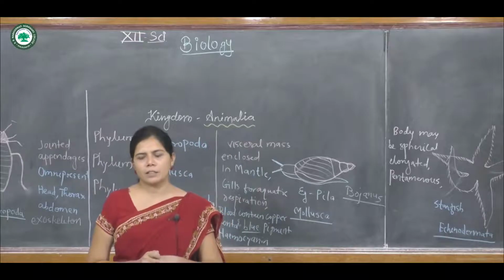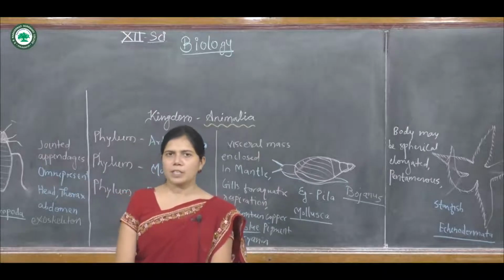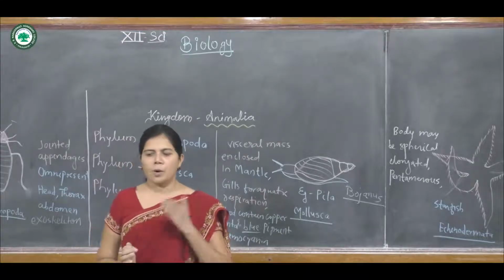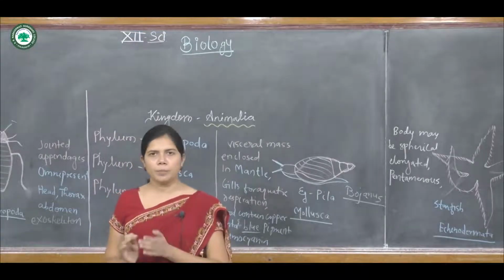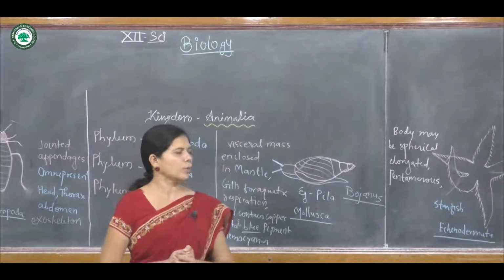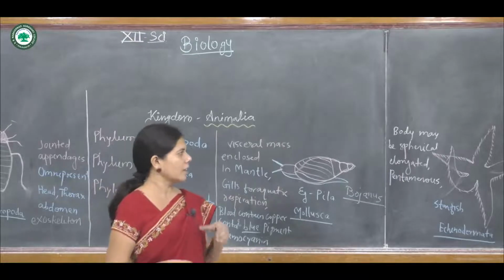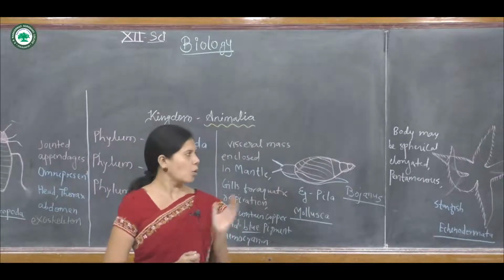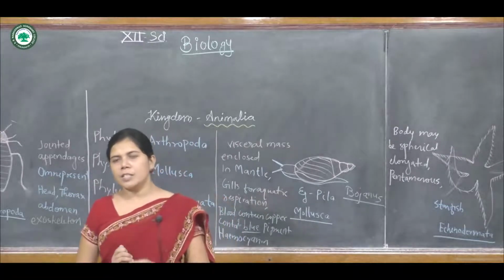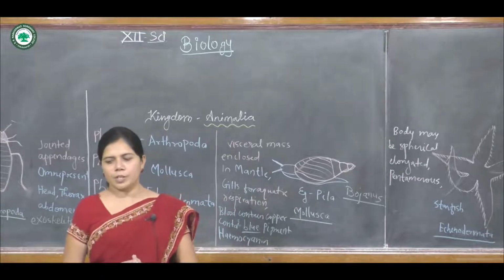The specific character of the Echinodermata is the presence of the water vascular system, in which water enters through the madreporite. The mouth is present on the ventral side, and the side in which the mouth is present is the oral side, and opposite to the oral side is the aboral side. The water vascular system helps in locomotion, respiration and food capturing.